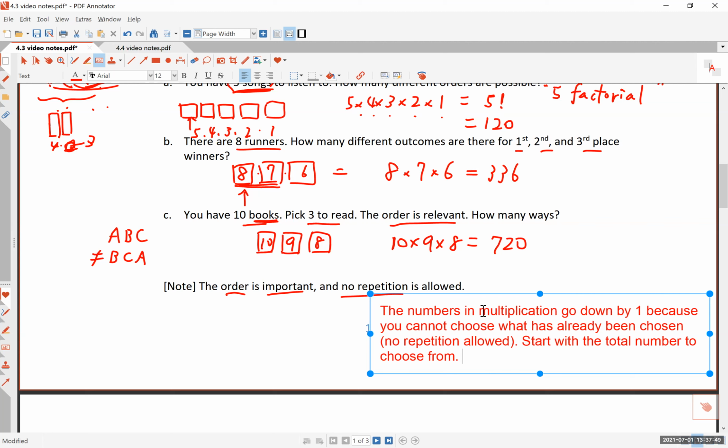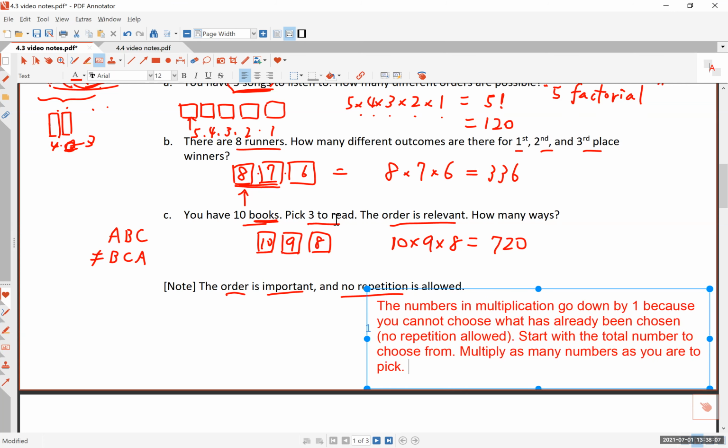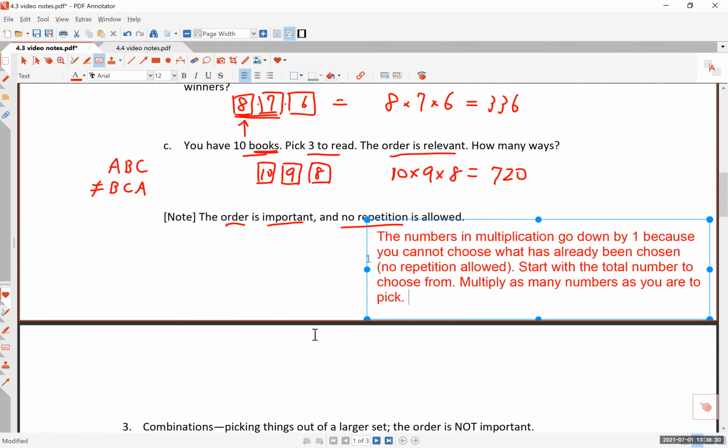So multiply as many numbers as you are to pick. For instance, in this case, you're picking 3 books out of 10 in a particular order. And so that means you multiply 10, 9, 8. And now that you have 3 numbers multiplied together, you stop. If you're picking 3 runners in order from 8 runners, you go 8, 7, 6. And because those are 3 numbers multiplied, you stop. And so that's the way to calculate these permutations.